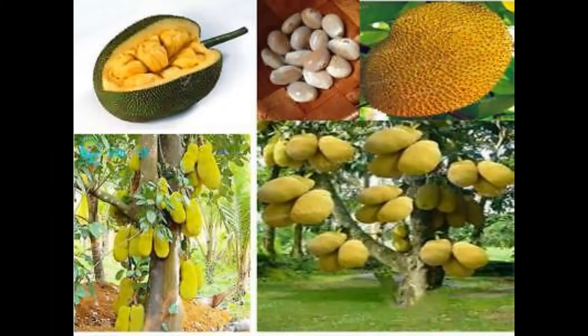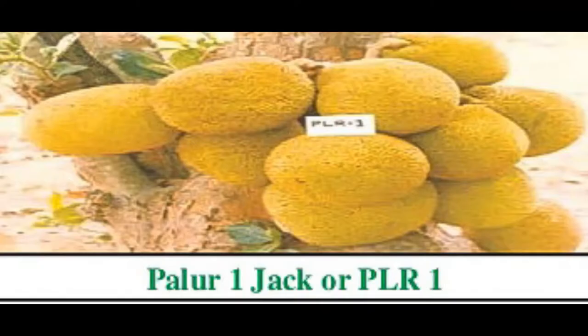Konkan Prolific is from Maharashtra. Singapore or Ceylon jack was introduced into Tamil Nadu from Sri Lanka, which is a precious variety due to its early fruiting type, within 3 to 4 years from planting. Palur 1 jack was developed from TNAU. It is a clonal selection from a local variety of Panruti. It is high yielding with medium height, less spreading and suitable for high density planting.